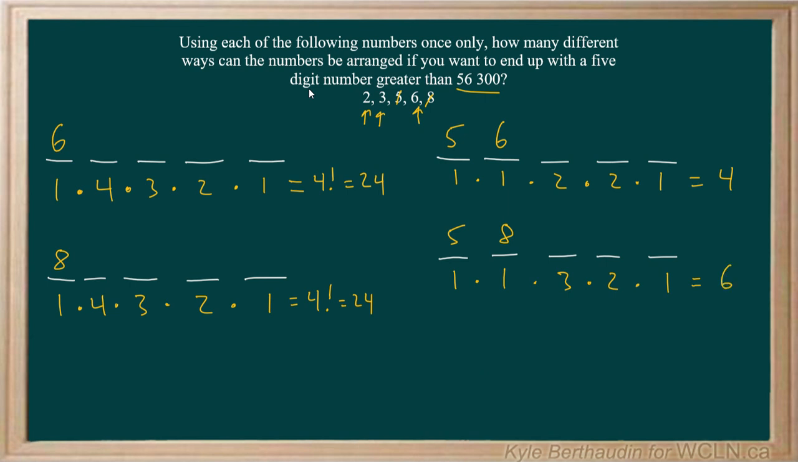And those are every single one of the cases. We can now add up all of our totals to determine how many different 5-digit numbers we can create. So we have our total, 24 plus 24 plus 4 plus 6, and that gives us 58 different options.